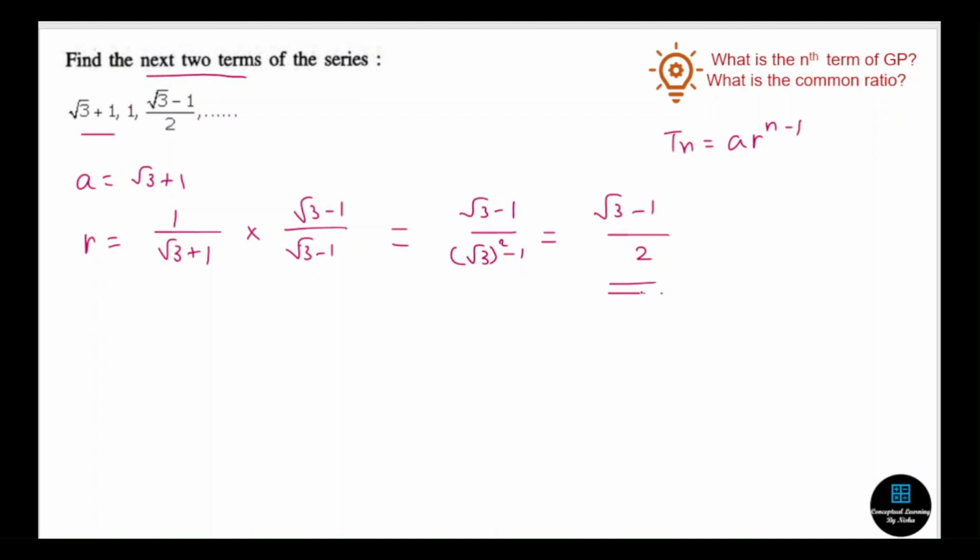Now it is very easy to get the next two terms. Okay. So I have to simply multiply the next term by the ratio. Okay. So now, see, first, second and third terms are given. So I'll say fourth term will be root 3 minus 1 upon 2 and this r value. So r value is root 3 minus 1 upon 2. So this gives me root 3 minus 1 whole square upon 2. And the fifth term.